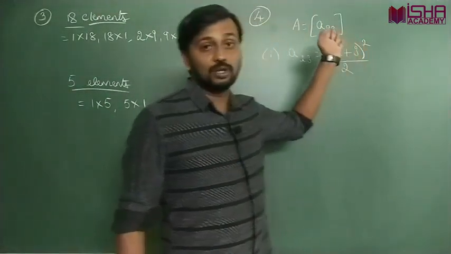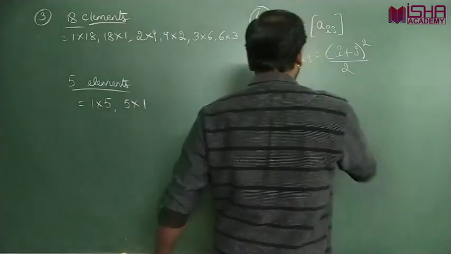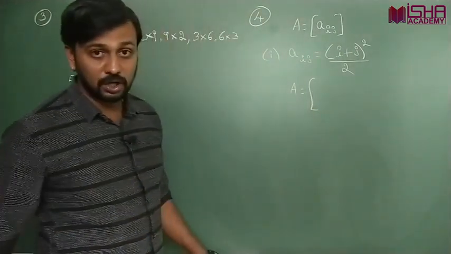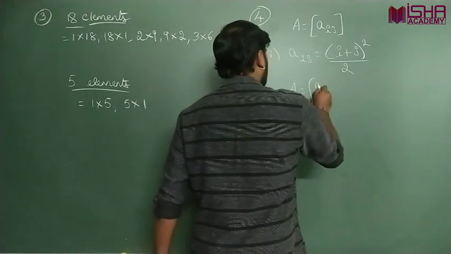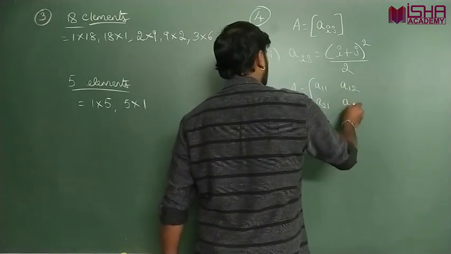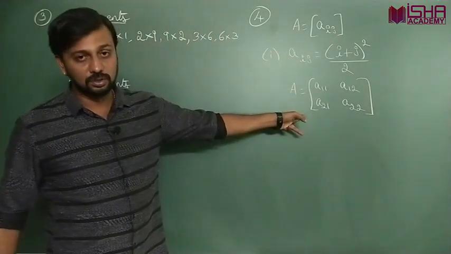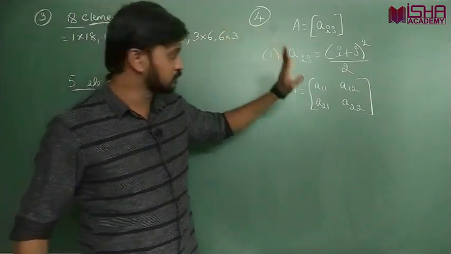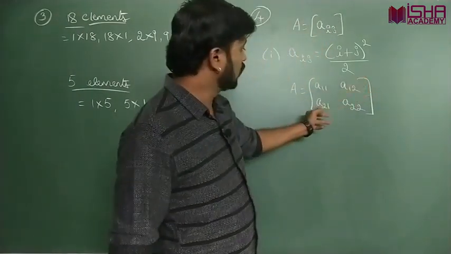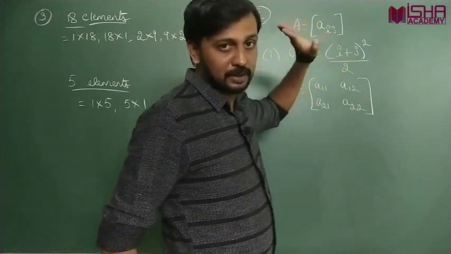So here we have to construct a 2 cross 2 matrix. First of all, let us write what a 2 cross 2 matrix looks like. So for example, A equals 2 cross 2, what does it mean? 2 rows and 2 columns. So A11, A12, A21, A22, right? So this is a 2 cross 2 matrix having 2 rows and 2 columns. Now we have to find these elements A11, A12, A21 and A22. Aij is given, we just have to substitute.